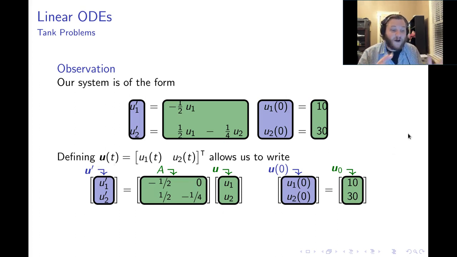So what we've done here is we've taken the data from our tank problem and represented it as a vector differential equation. This is vector u prime equals A times vector u, where the initial value of the vector u is equal to this constant vector u sub 0, which is the vector 10, 30. So the question then is, well, how do we solve this? So hopefully we see now how we can set this problem up, but it is not so clear how we could be able to solve this system.